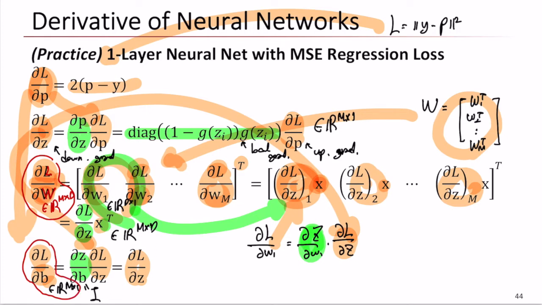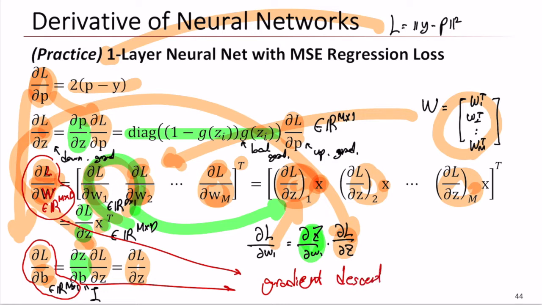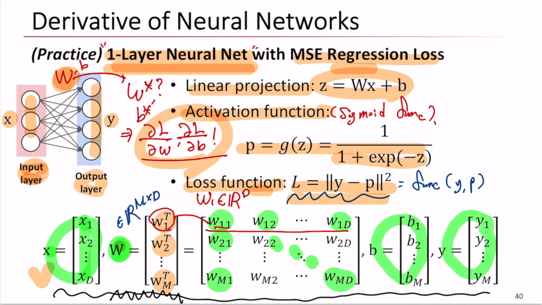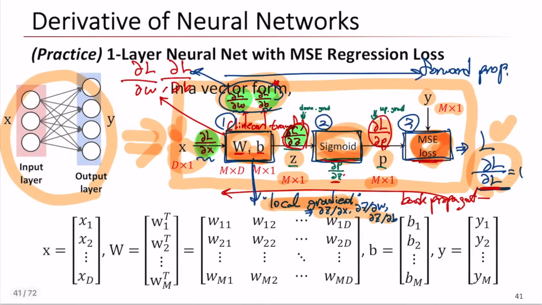Then we finally use the gradient descent algorithm to find the optimal parameters W star and b star. Then finally, we train this one-layer neural network with MSE regression loss. So, that's it. That's very interesting, very simple and straightforward way to train your neural network.